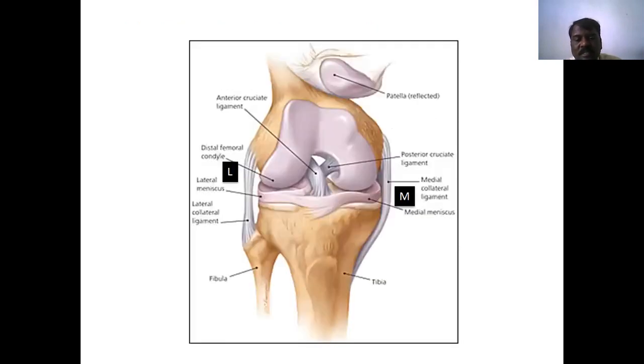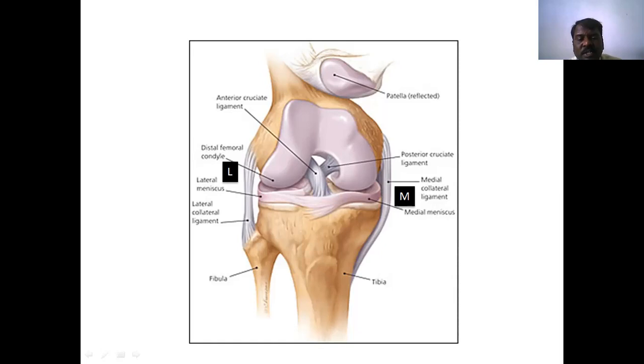See here, this is the anterior cruciate ligament. It is attached from the intercondylar area in front and goes obliquely to reach the medial surface of the lateral condyle of the femur. Whereas the posterior cruciate ligament, posterior to this intercondylar area, crosses obliquely to reach the lateral surface of the medial condyle. This is the posterior cruciate ligament.